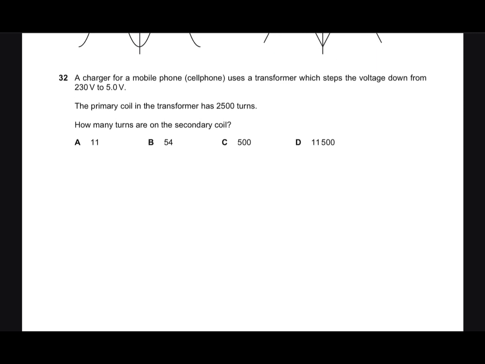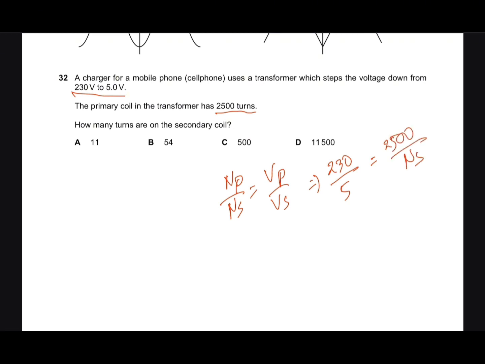A charger for a mobile phone uses a transformer which steps the voltage down from 230 to 5 volts. The primary coil has 2500 turns, and we need to find the secondary coil. So NP by NS equals VP by VS, where the primary voltage is 230 and the secondary voltage is 5, equal to the primary coil divided by the secondary coil.